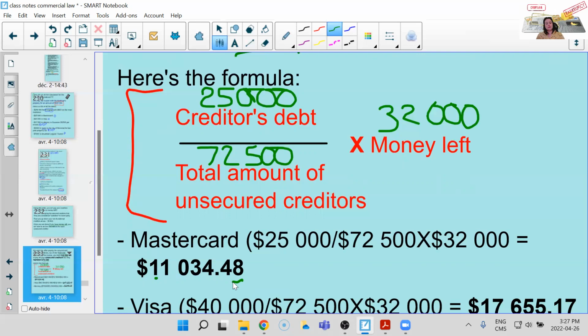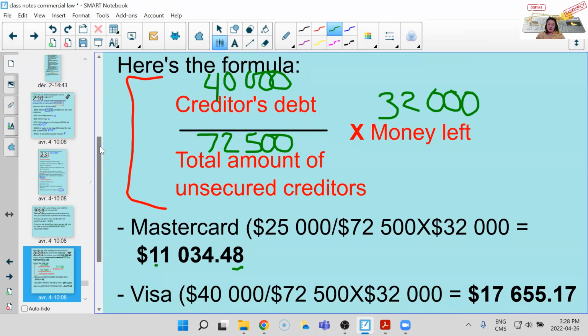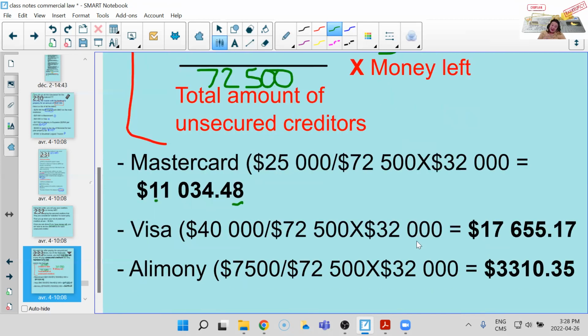You may have to round your numbers up. So now what do you do? You do the exact same thing for Visa. You take the exact same formula, except this time the original debt to Visa was 40,000. So when you apply this with Visa, it will give you exactly $17,655.17.